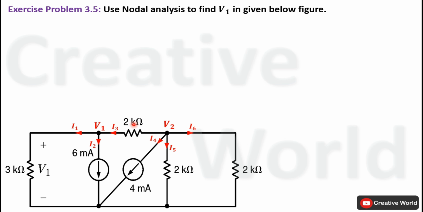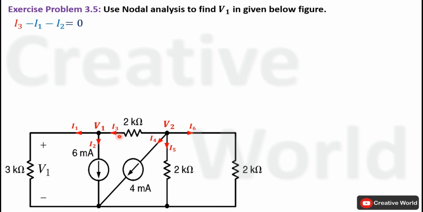Now we will apply Kirchhoff's current law on this first node to find out its node voltage equation. On this node, only one current is entering while two currents are leaving. So KCL equation for this particular node will be, entering current is taken with positive sign while leaving currents are taken with negative sign: I3 minus I1 minus I2 equal to 0. In next step, we have to replace these currents with their respective equations.